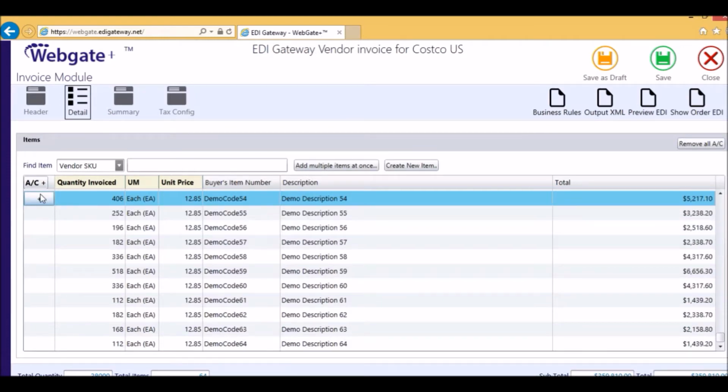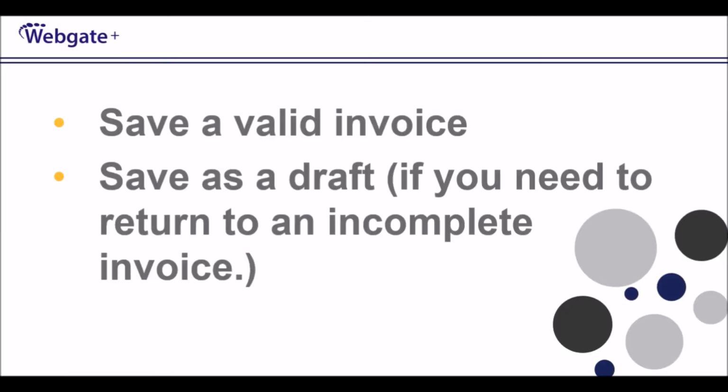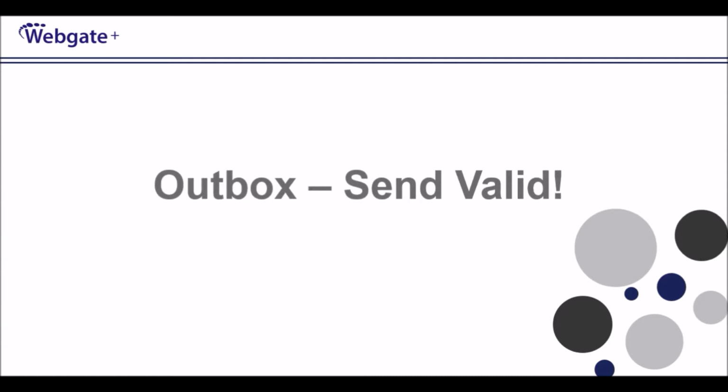You can either save the invoice or save as a draft. Saving as a draft will prevent the invoice from being sent out. Only documents with a status of valid will be sent. In this case, I've saved as a draft so that we can go back, edit the draft, and save as valid. Regardless if a document is saved as valid or draft, they will be saved to the outbox.